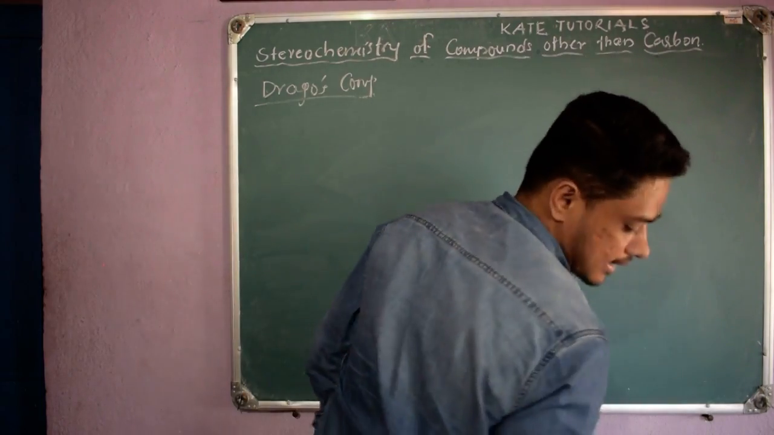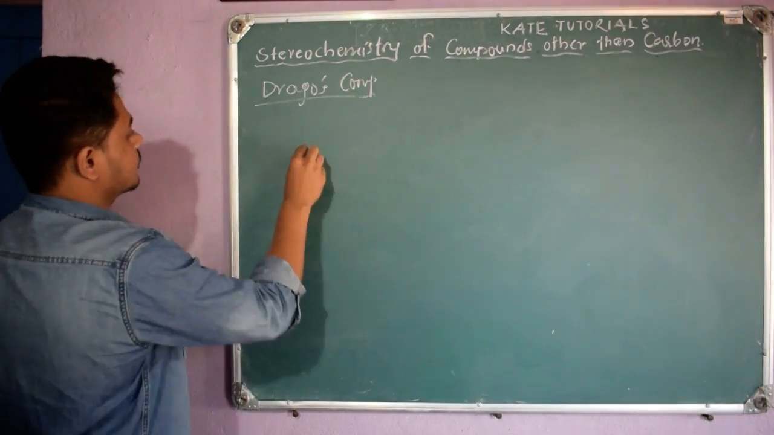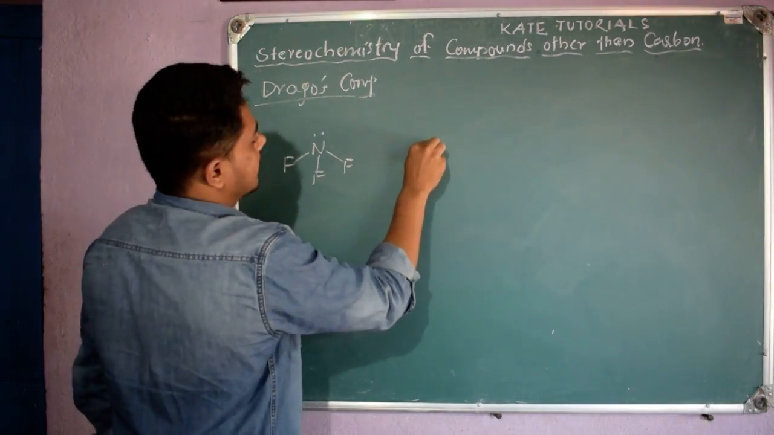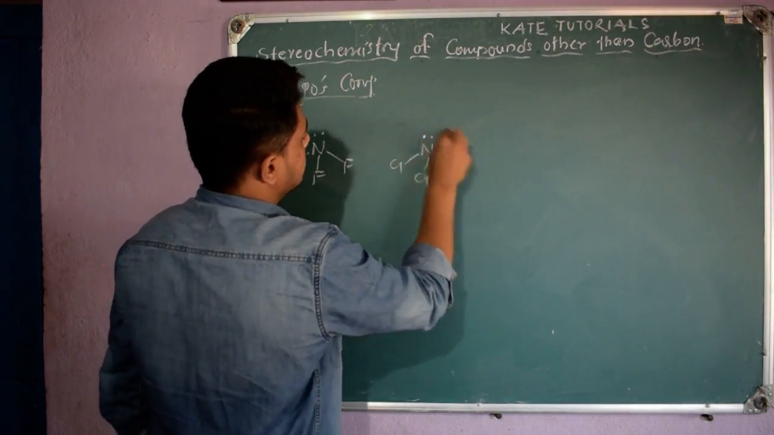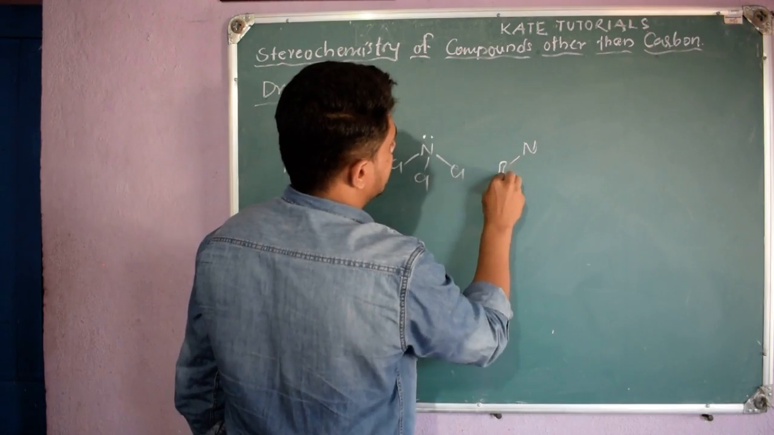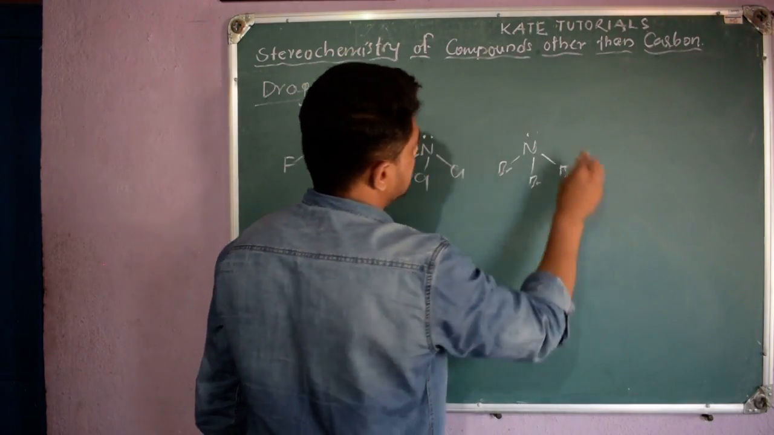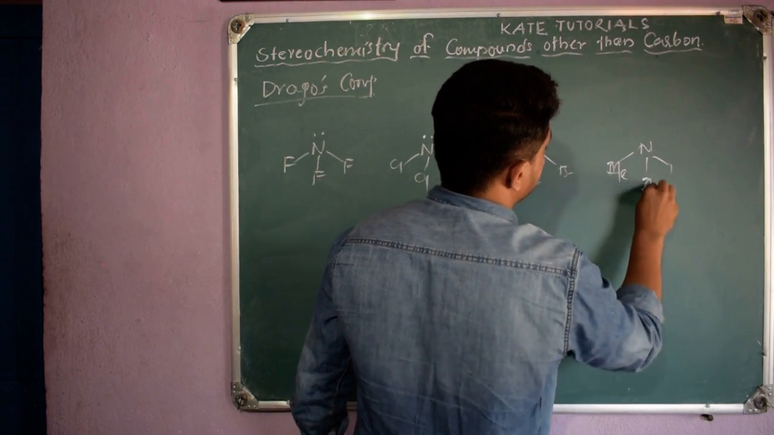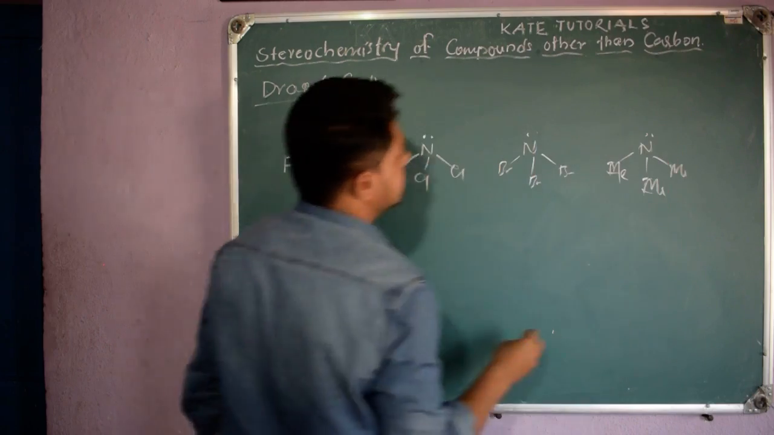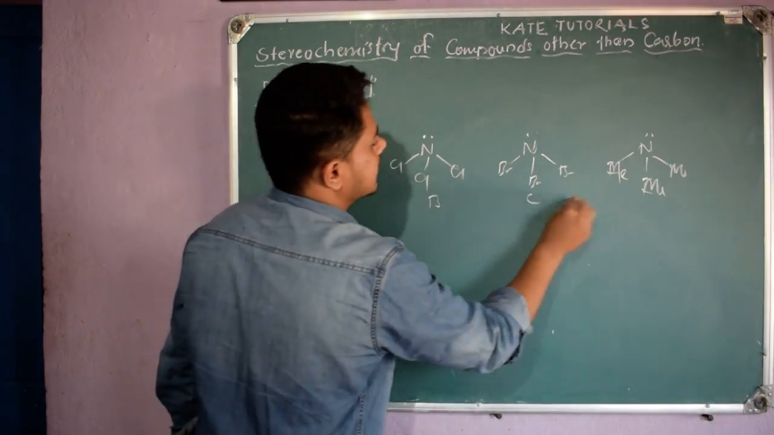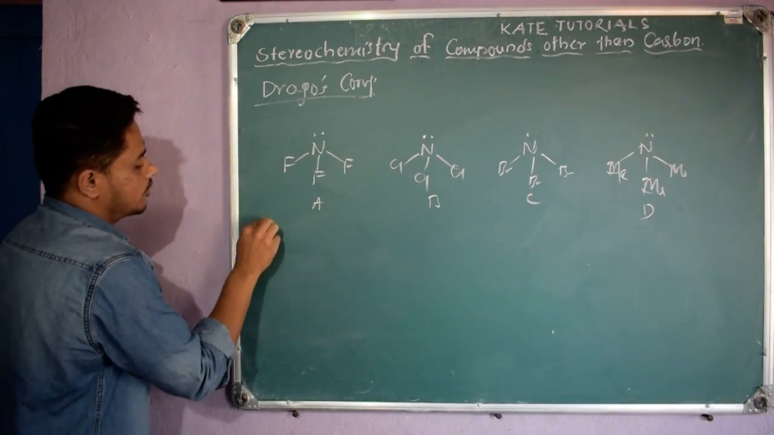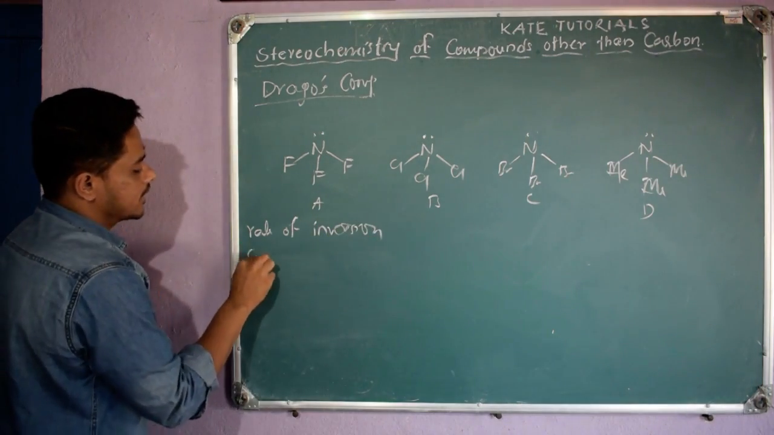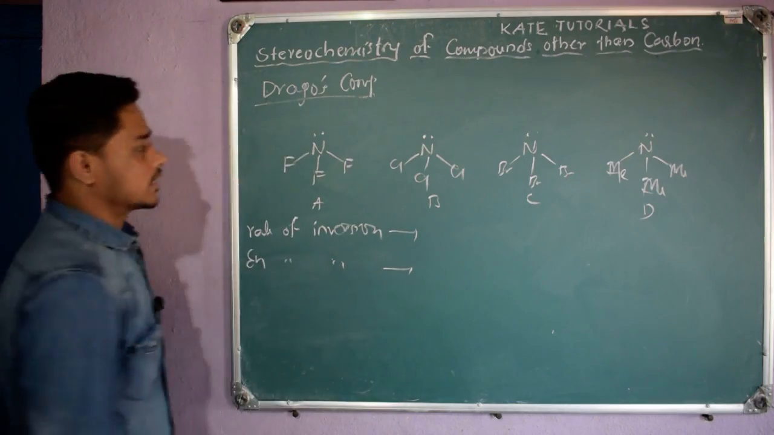They will ask a question like, see, I have here NF3, next NCl3, fluorine, chlorine, bromine and iodine. Instead of taking that, let me take methyl. And they have mentioned A, B, C, D. You have to tell the rate of pyramidal inversion. Next, energy of inversion. You have to tell the order.